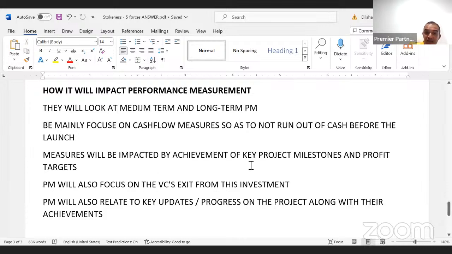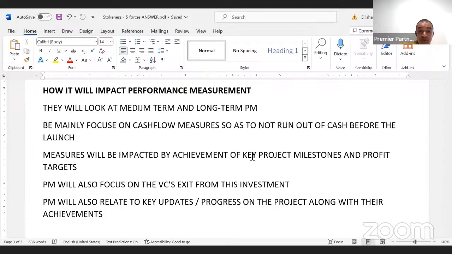Measures will be impacted by achievement of key project milestones and profit targets. So you will tell me first quarter, 30% will be done. Second quarter, another 40% will be done. Now I will watch that, because you have promised, isn't it? Milestones means targets. And of course, profit targets.